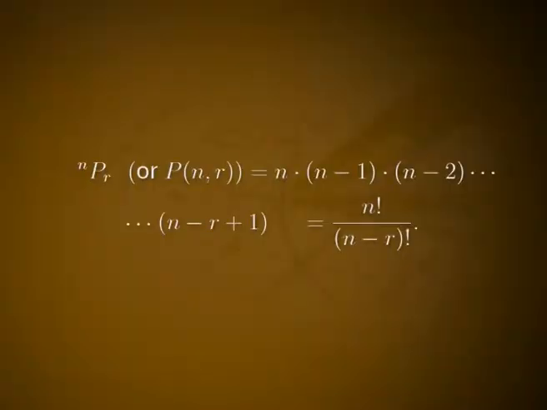Permutations or arrangements. The number of permutations of n items taken r at a time is nPr, or P(n,r), equals n into n minus 1 into n minus 2 into etc. into n minus r plus 1 equals n factorial by n minus r factorial. It is clear from the definition that nPn equals n factorial.